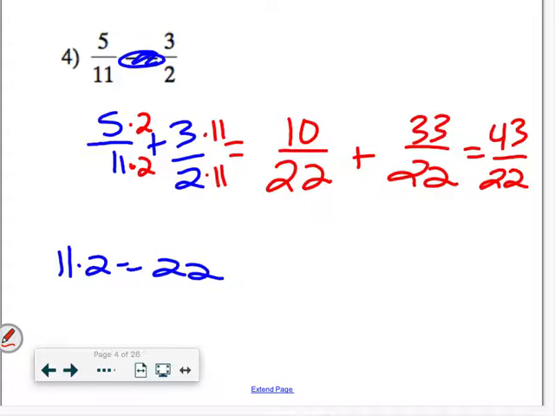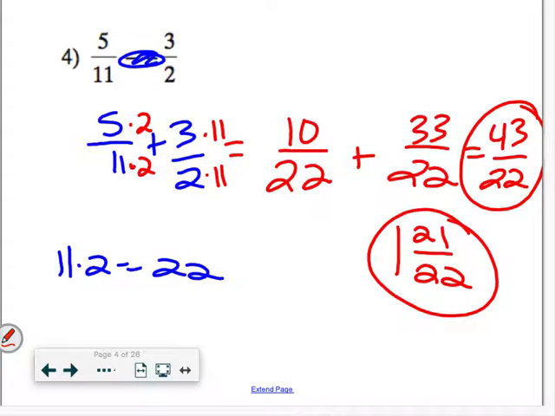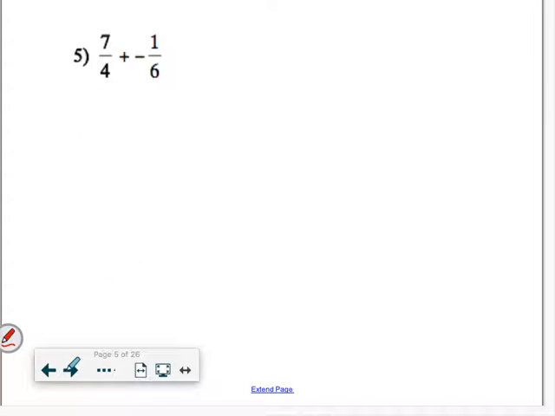Nothing I can simplify here, so this would be my final answer. Or if you like to do it in mixed numbers, you would have 1 and 21 over 22. Either of those is fine. All right, common denominator here. Remember, you could always do, again, 4 times 6 and get 24. No problem with that. However, there is a smaller number that both 4 and 6 go into in this case, and that happens to be 12. So I'm going to show you both, actually. I'm going to show you the bigger one and the smaller one and show you why smaller is always better.